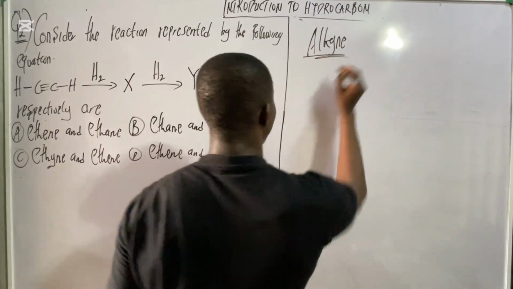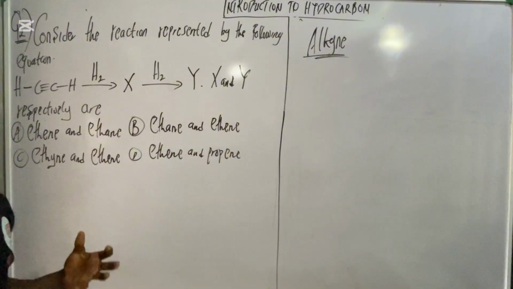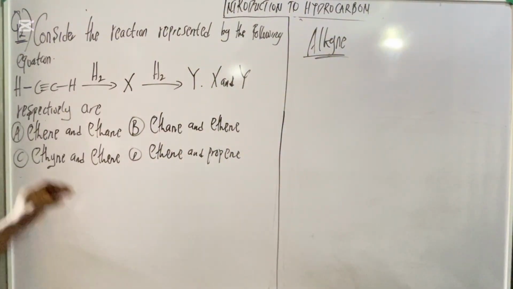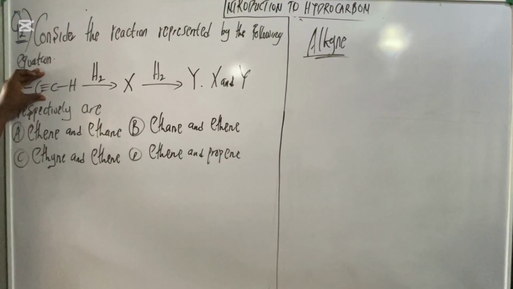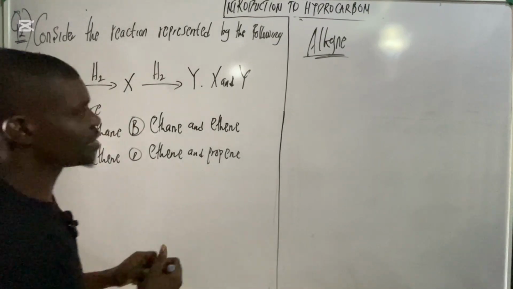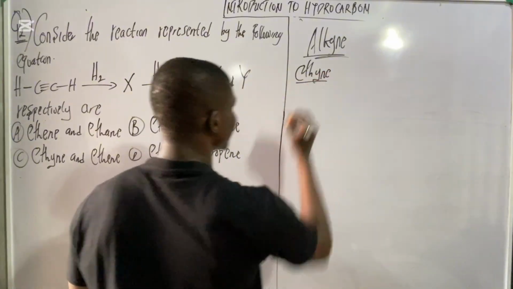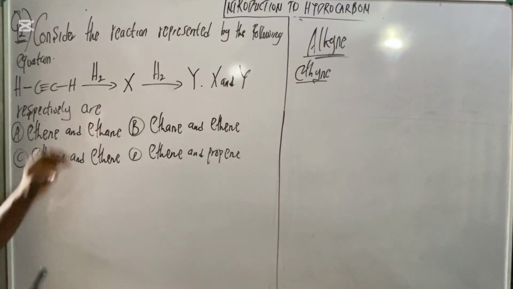This is an alkyne. Now, this type of reaction is called an addition reaction, because if you check it very well, this ethyne has 2 carbon atoms. Whenever you have 2 carbon atoms like this, it's called ethyne. So ethyne will react with hydrogen.